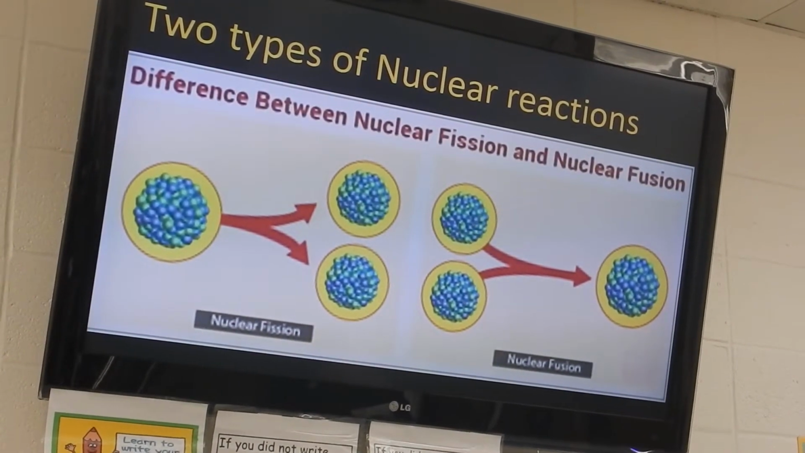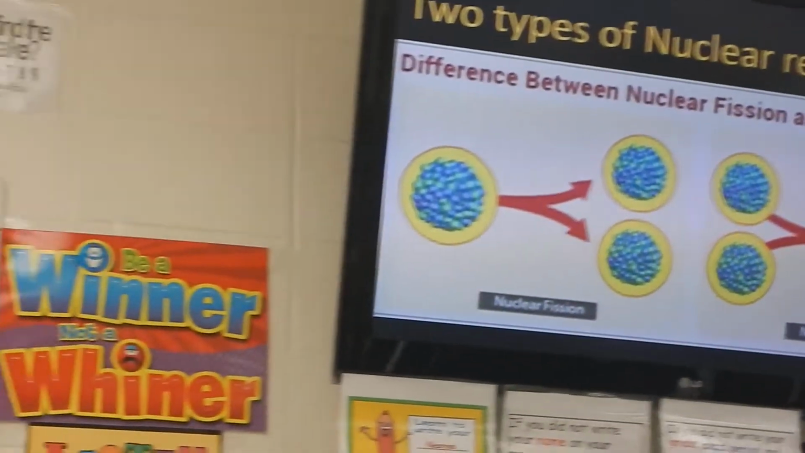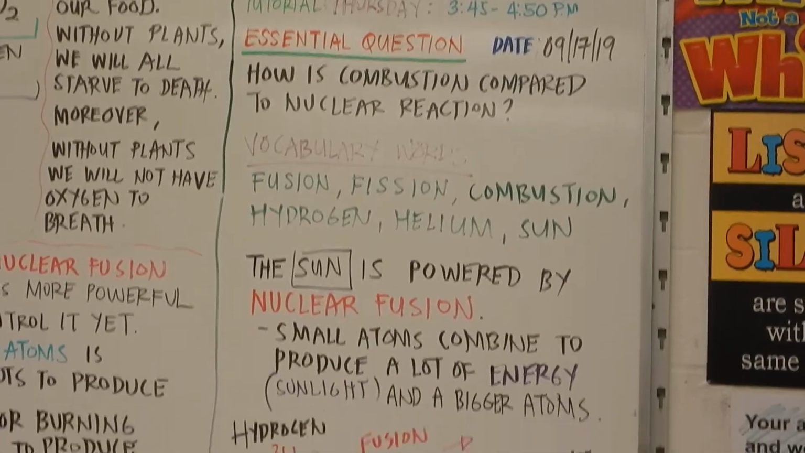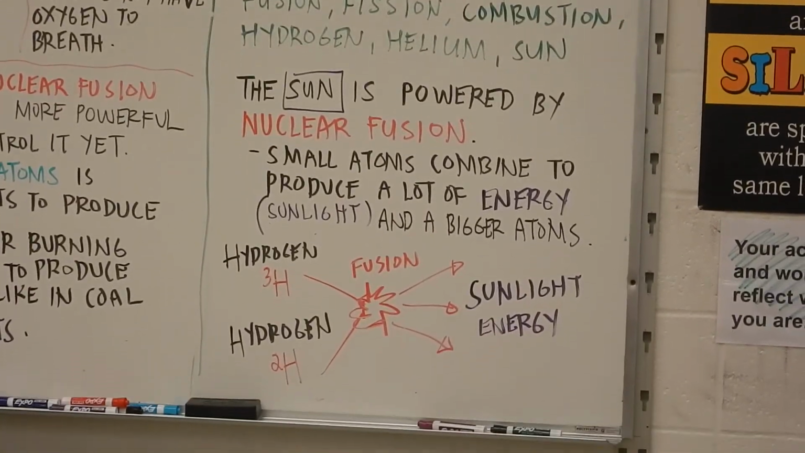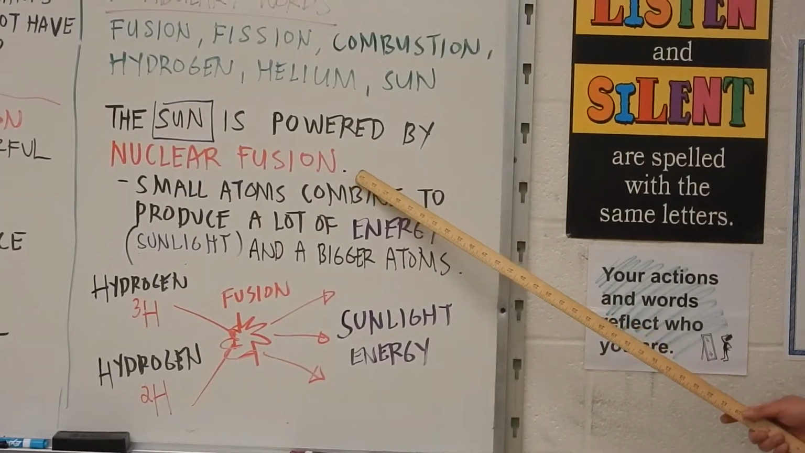produces more energy than this. So nuclear fusion produces more energy. That is why the sun produces a lot of energy. Again, what powers the sun is nuclear fusion.